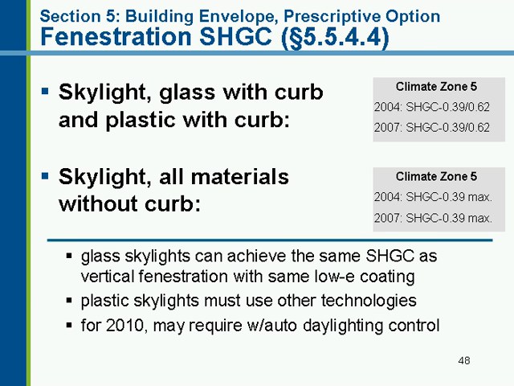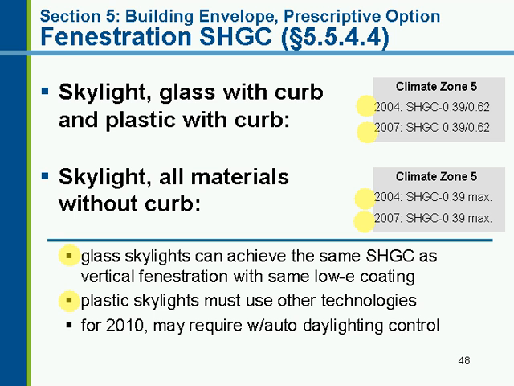Solar heat gain coefficient, also no changes here from the 2004 version. You see the skylight, the glass with curb SHGC of 0.39 and the plastic 0.62, all materials without a curb 0.39. The key difference here: glass skylights, you can achieve the same SHGC as vertical fenestration with the same low-E coating. If you've got a plastic skylight, you need to go to other technologies.